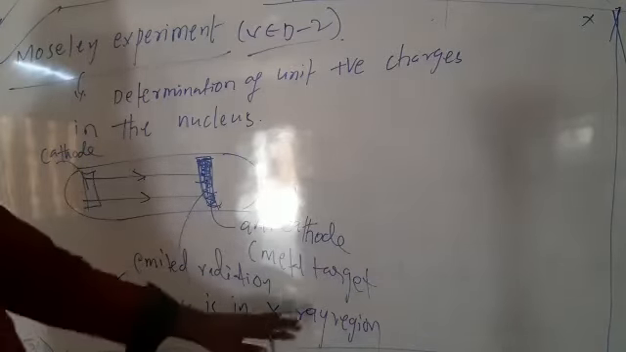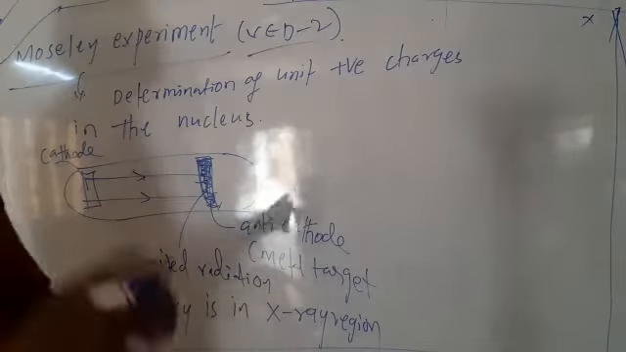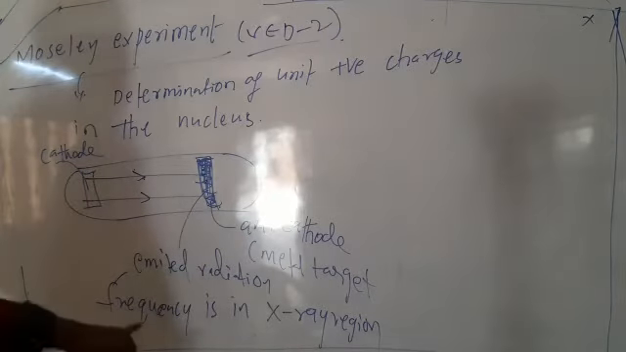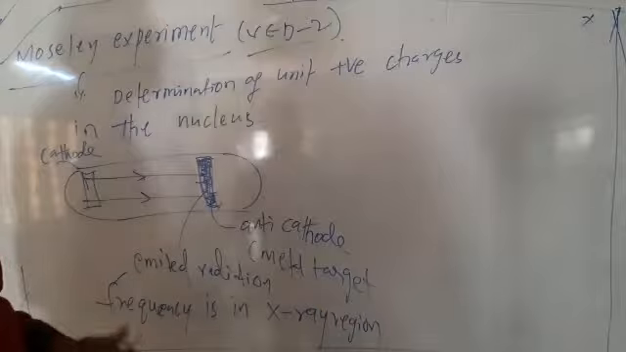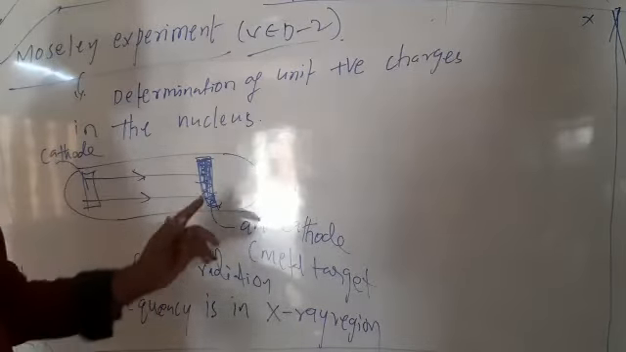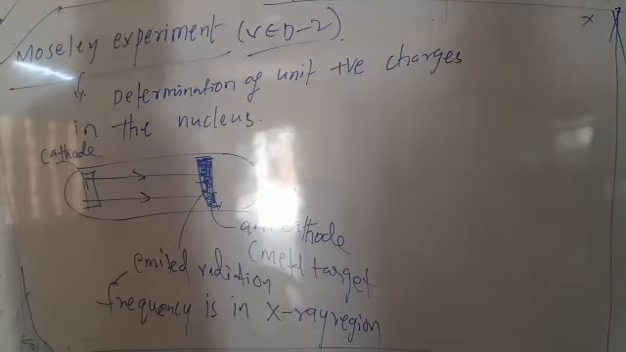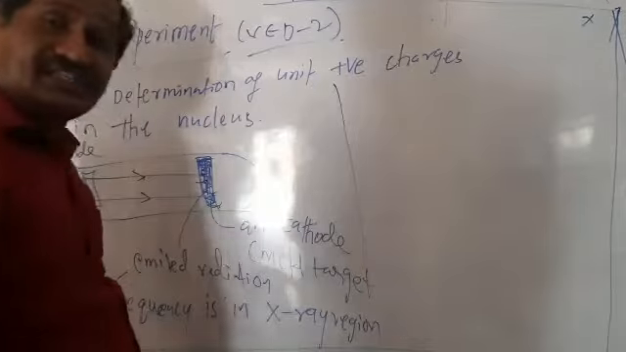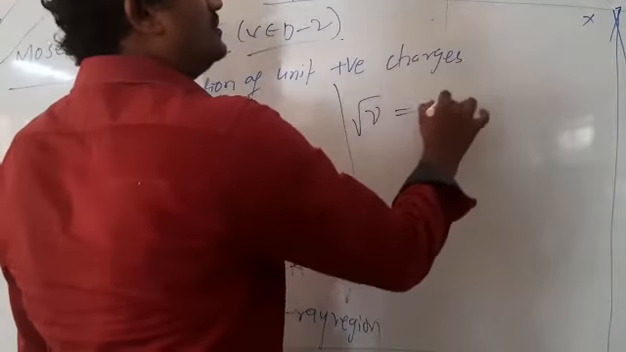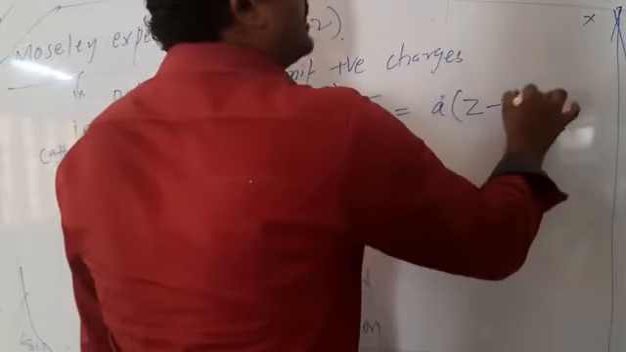By using this spectrum, these are determined by the spectrum, which is called spectroscopy. So for various metals, the frequency is a characteristic. The frequency emitted is characteristic for different metals in the X-ray spectrum. So he has given the relationship: under root nu equals a into (Z minus b).